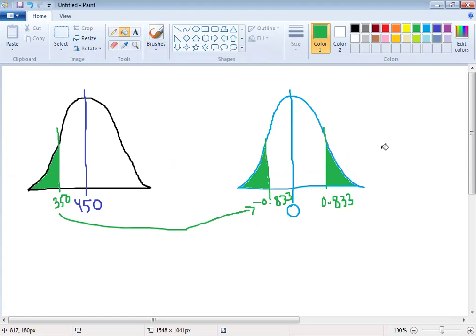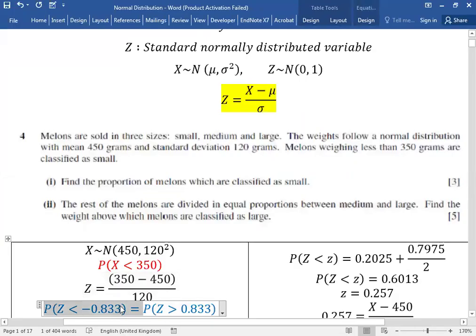Is it clear or not? Learn to write also, learn the notations also. This is what we want as in the question, right? And this is how we will find it. Probability of Z is less than minus 0.833 will be equal to probability of Z is greater than 0.833.